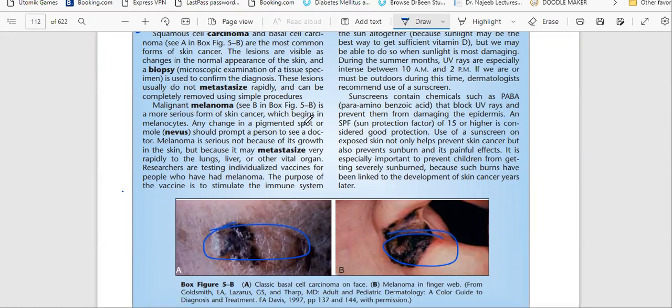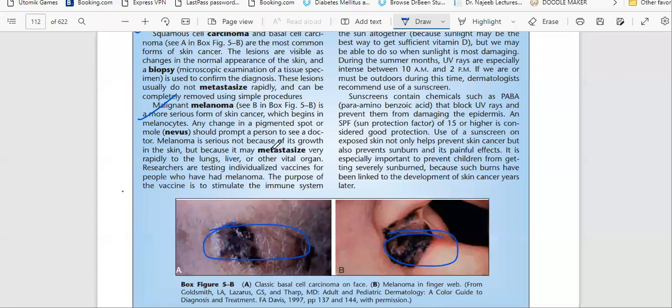Malignant melanoma is a more serious form of skin cancer which begins in melanocytes. So the dangerous form of skin cancer is melanocyte carcinoma. The melanin cells are attacked in this cancer. Any change in a pigmented spot or mole should prompt a person to see a doctor.